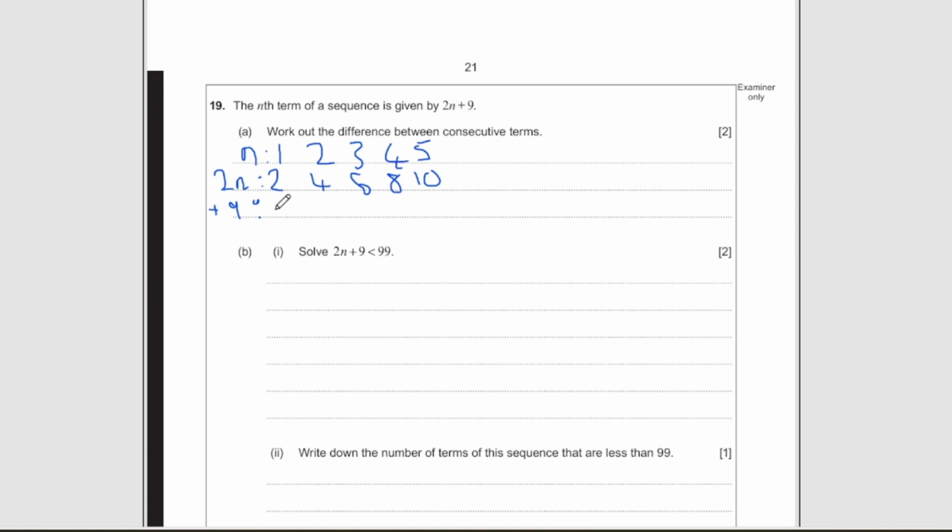2 plus 9 is 11. 4 plus 9 is 13. And then 15. And then 17. And then 19. So the difference between consecutive terms is 2. In fact, I'll just write here, difference of 2. Just so it's clear, difference equals 2.